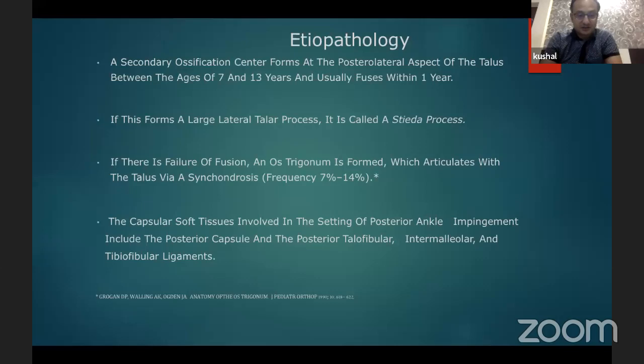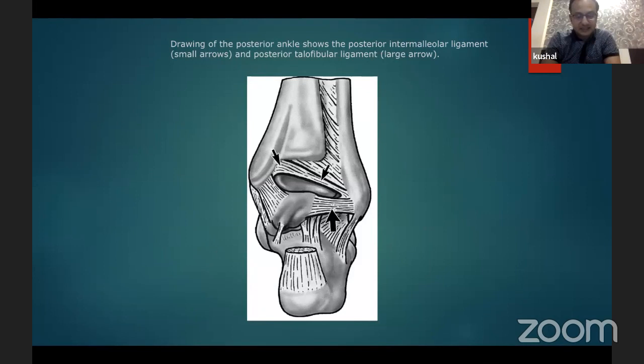And remember, it's not only about the bony tissues. The capsule of soft tissue is also involved, along with certain other ligaments of the posterior capsule, like the posterior talofibular and the intermalleolar ligaments, which may also contribute to the impingement process in the index patient. So this is basically a schematic diagram of what it looks like. If you see the os trigonum or the Stieda process, you'll see it has a lot of ligamentous attachments, the intermalleolar, the posterior talofibular, a lot of other ligaments which are connected, which together would give rise to the posterior impingement complex in a way.